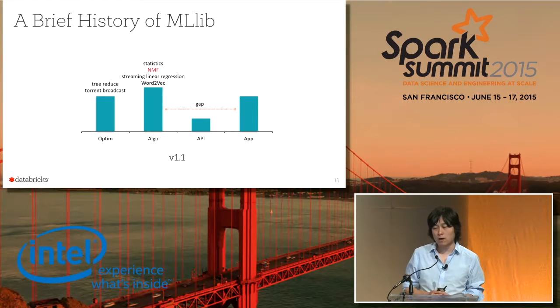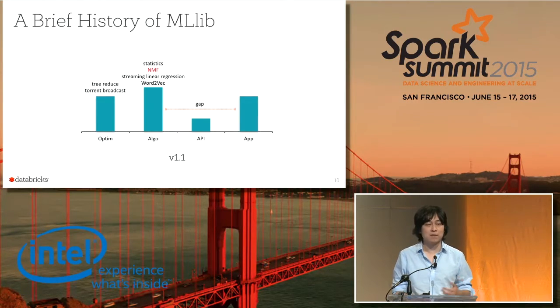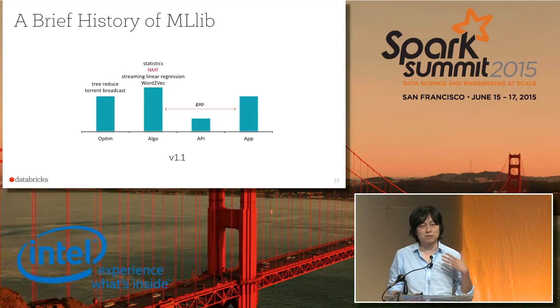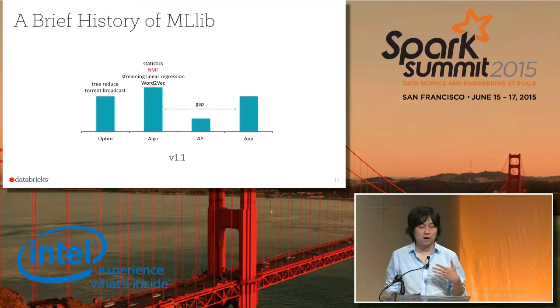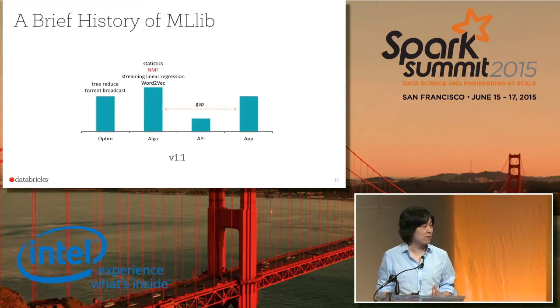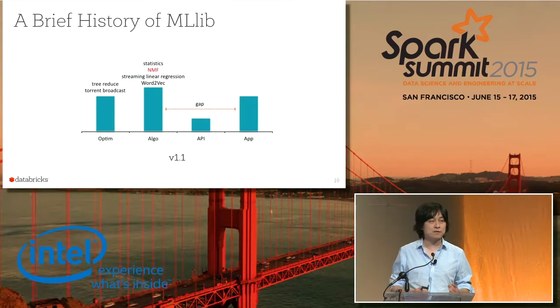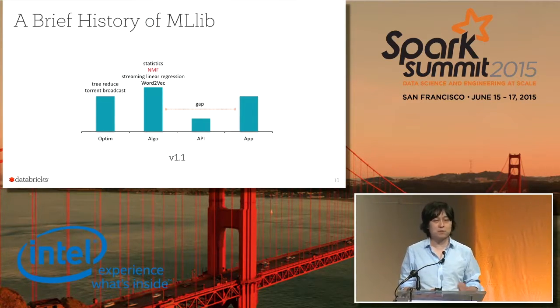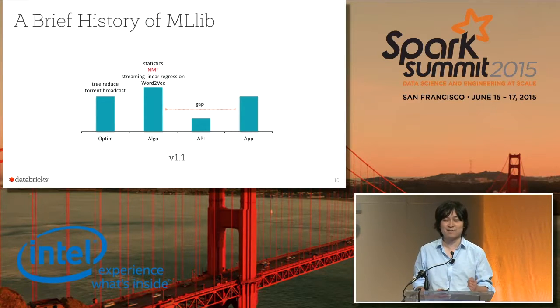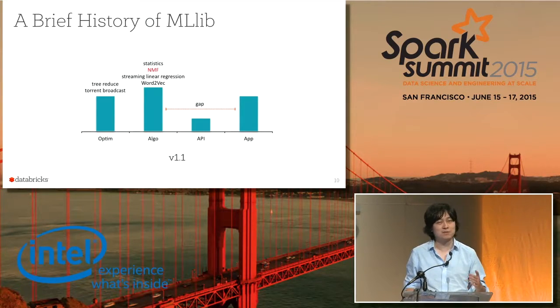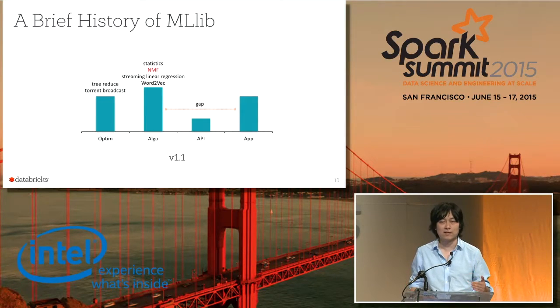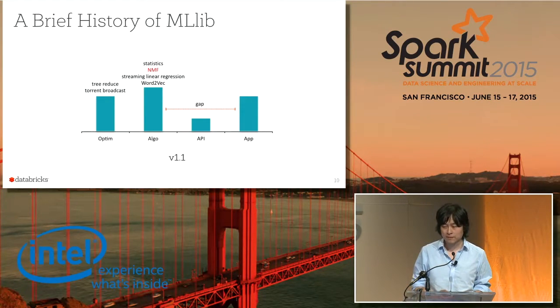Then in 1.1, we added another statistics library and some streaming integration for online machine learning algorithms. In this release, we also added non-negative matrix factorization. Basically, you might say, why in my prediction do I see some negative ratings? Well, users will never give negative ratings because they can only give 0 or 1. So I want to put a constraint: in my prediction, I don't want to see negatives. That's this non-negative matrix factorization.